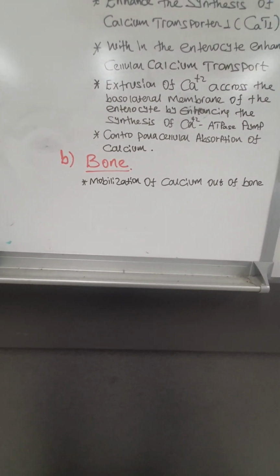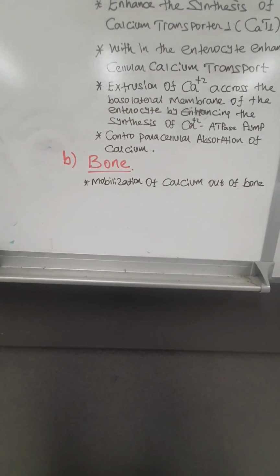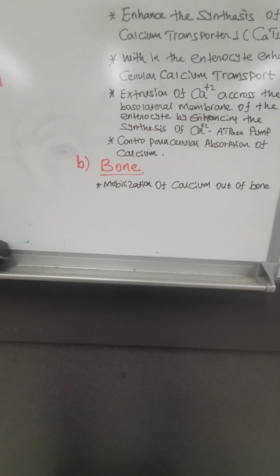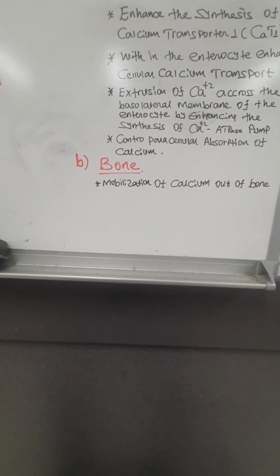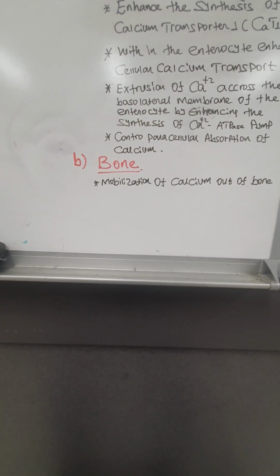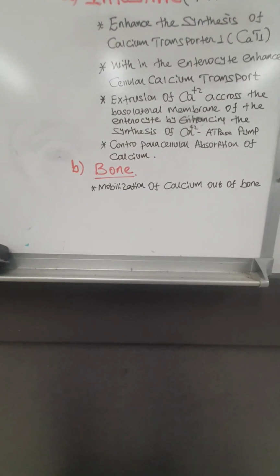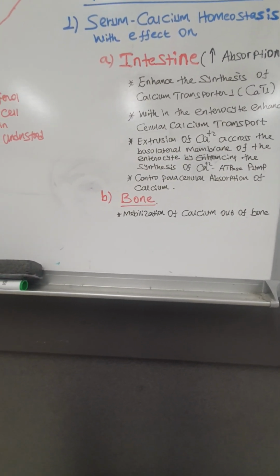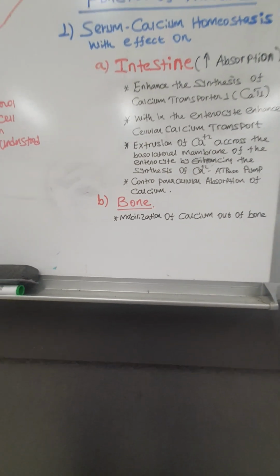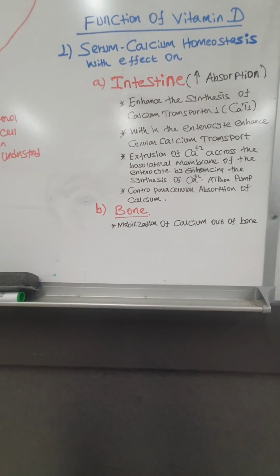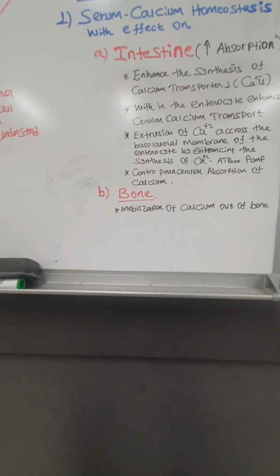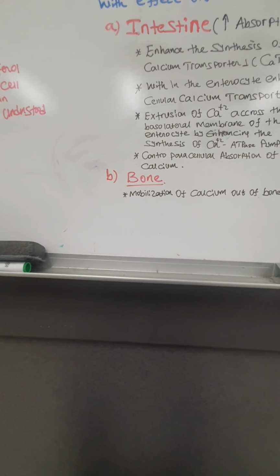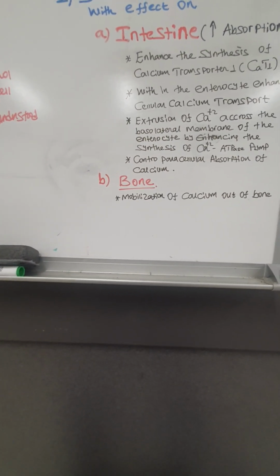In addition to that, calcium undergoes paracellular absorption when the concentration is high. So calcitriol or vitamin D3 is controlling this paracellular absorption of calcium. So by doing these four important actions, vitamin D3 or calcitriol increases the absorption of calcium, which is very, very important. The second action of calcitriol is the mobilization of calcium out of the bone.